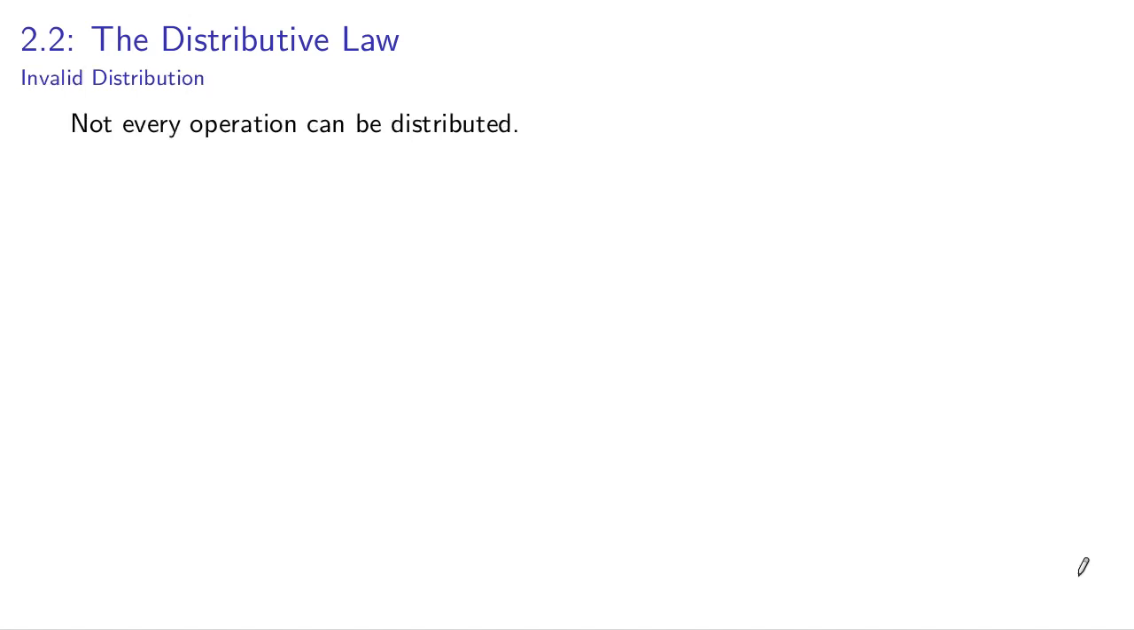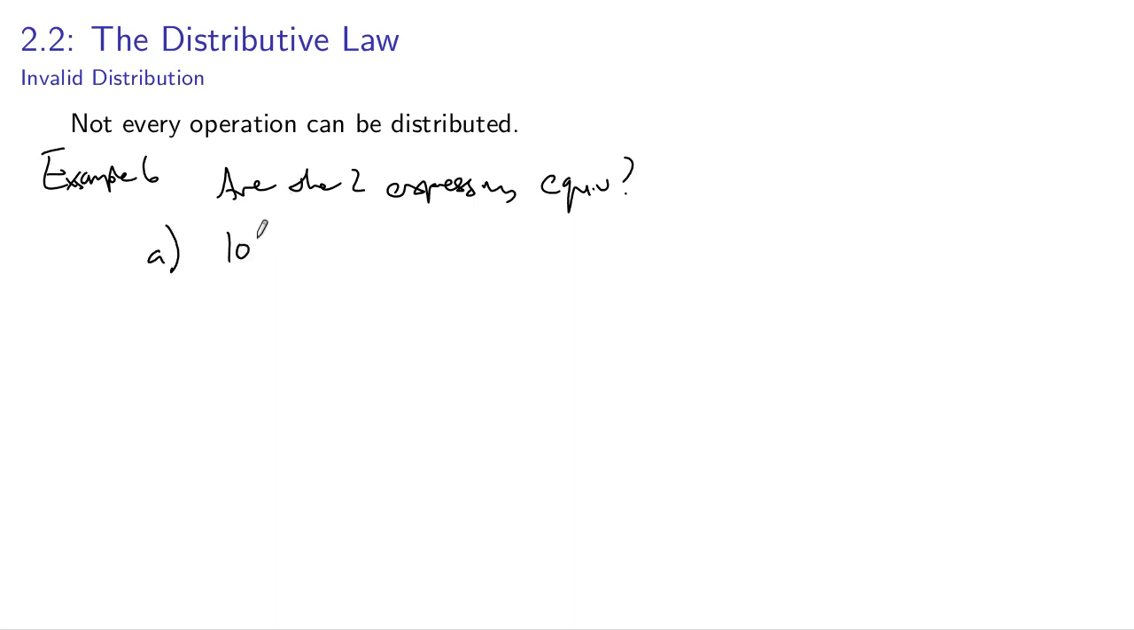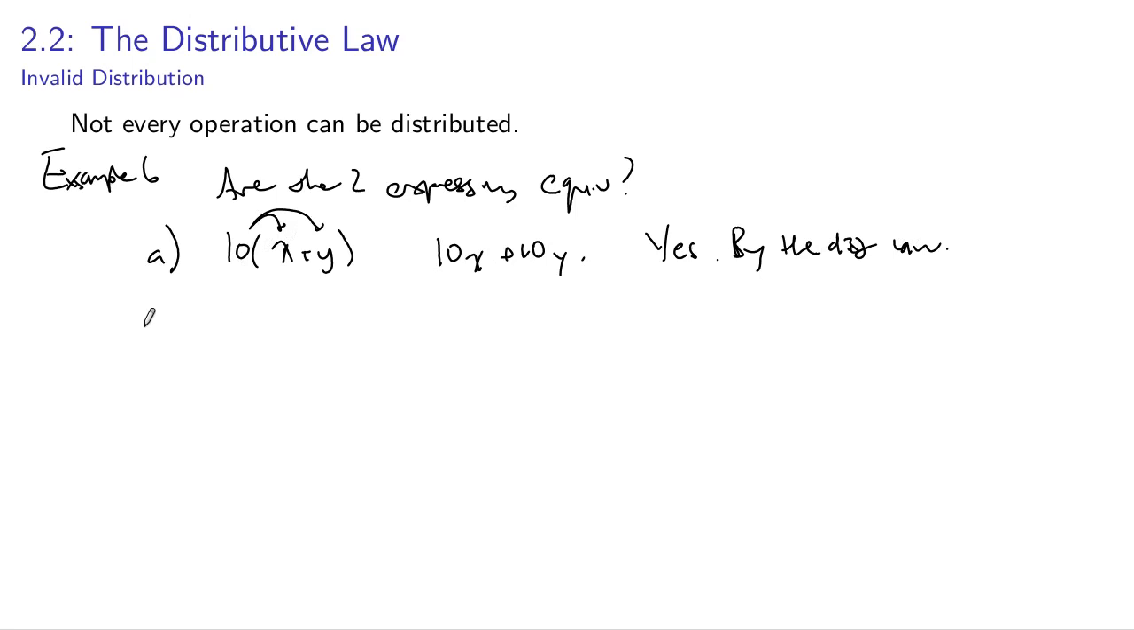Now, we need to be careful with the distributive law. Not every operation is distributable. Let's look at example 6 in the book. It says, are the two expressions equivalent? A, 10x plus y and 10x plus 10y. The answer is yes, these are equivalent by the distributive law. Using the distributive law, we can turn the expression on the left into the expression on the right.